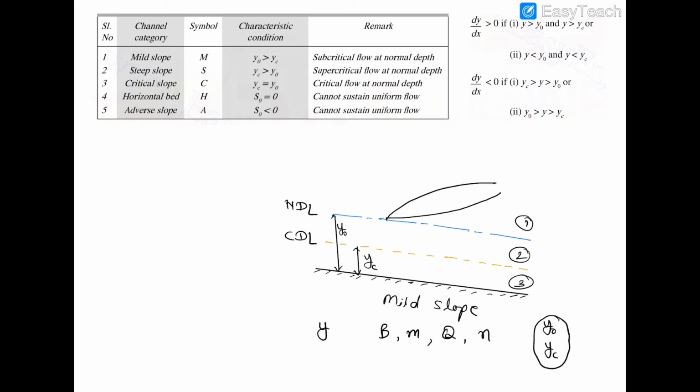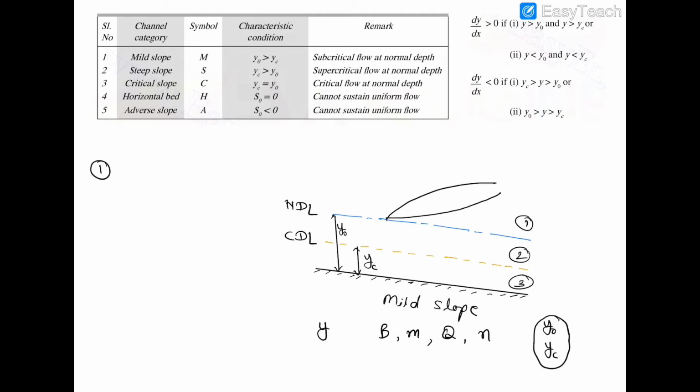Okay, it means the profile will have convex upward or concave upward. See, both are having increasing water depth. So which one will be correct, this one or this one? To find the curvature of the profile, we have to remember three points.